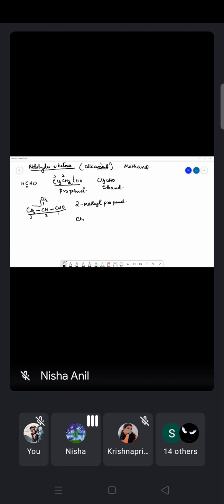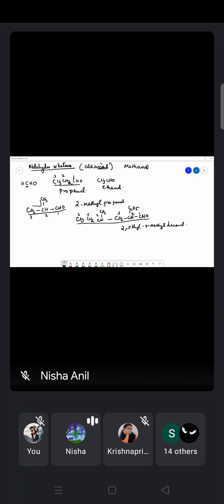Similarly, CH3, CH2, CH3, CH2, CH, C2H5, CH2. So this will be the parent chain. So 1, 2, 3, 4, 5, 6. So 2-ethyl, 4-methyl hexanol.